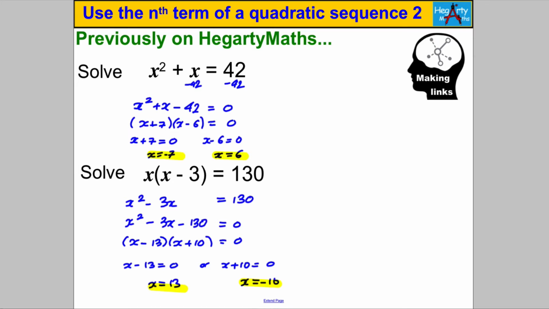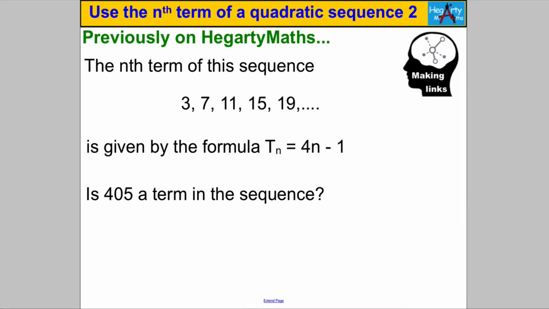I also need you familiar with one other skill we did with linear sequences, and it goes like questions like as follows. We're told the nth term of this sequence 3, 7, 11, 15, 19 is given by the formula Tn is 4n subtract 1. I'd like to ask you, is 405 a term in this sequence? Pause the video and see if you can remember how to do that.